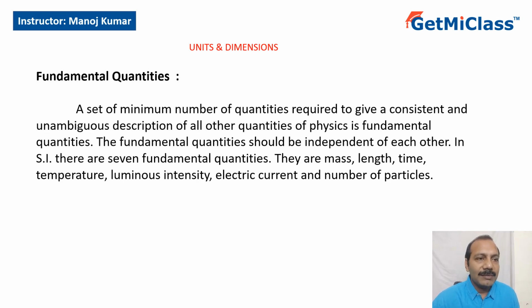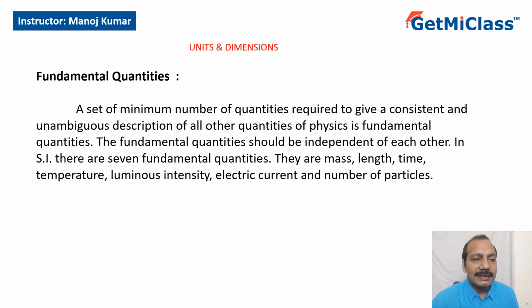Now let's see how we define them. A set of minimum number of quantities required to give a consistent and unambiguous description of all other quantities of physics are fundamental quantities. I hope you're getting it. So they should be unambiguous, there should be no confusion about it, and they should be in a position to define all physical quantities that are there. Now these fundamental quantities should be independent of each other. Because they're fundamental, length and mass should be independent of each other.